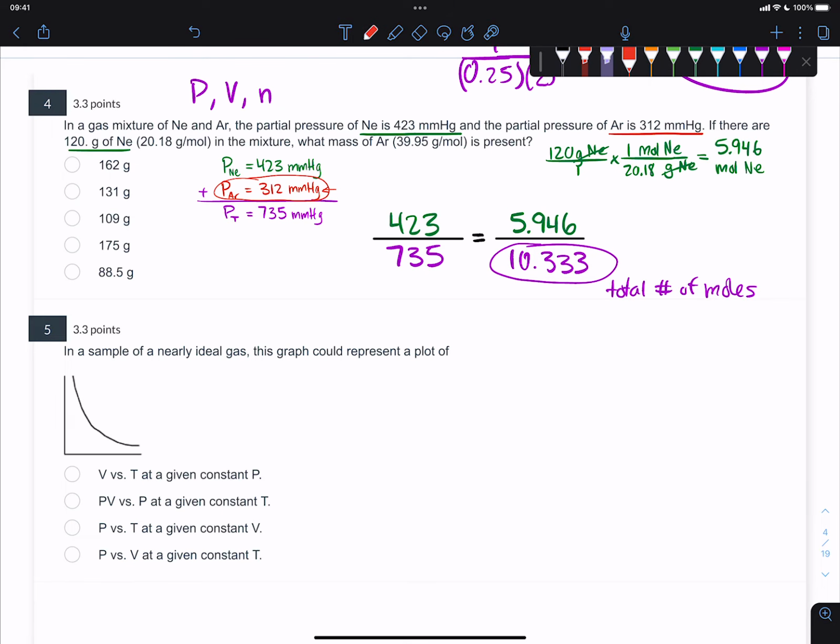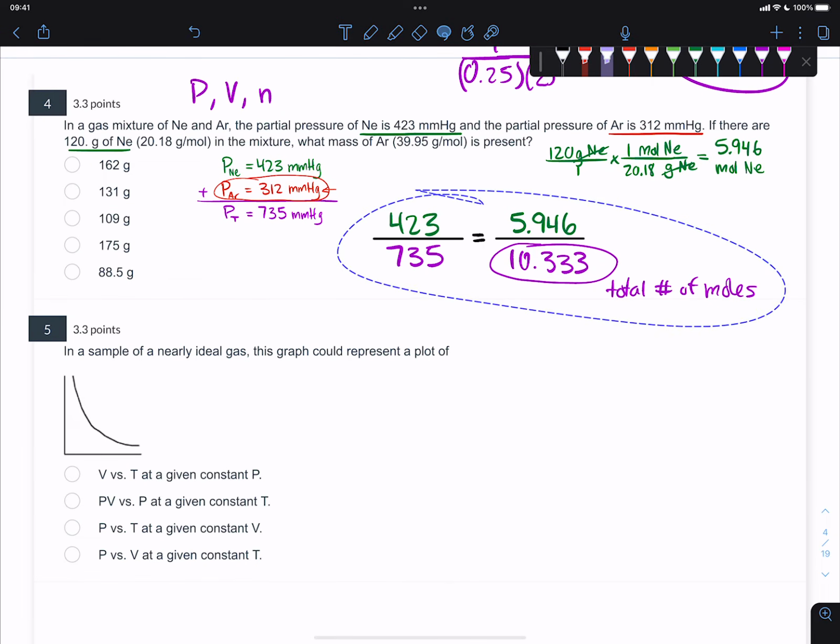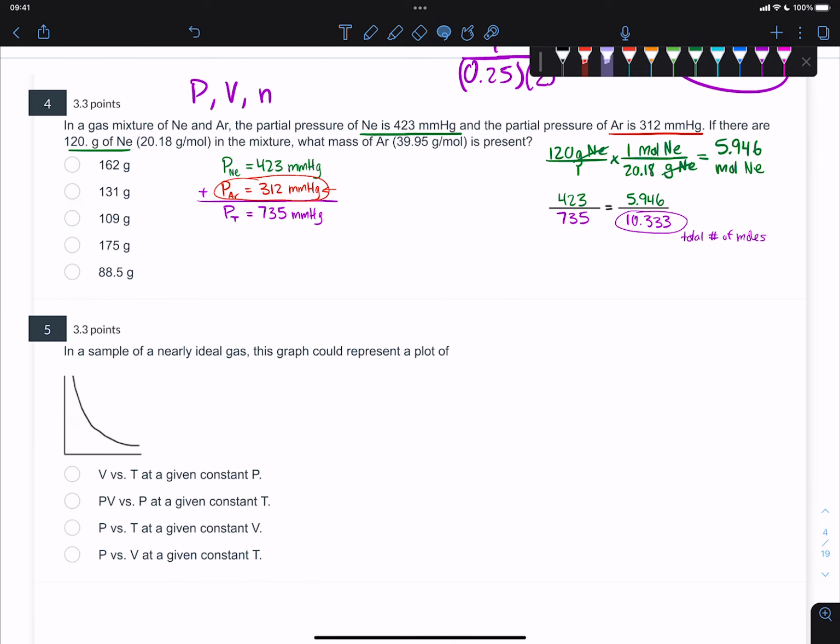So let's do that. I'm going to shrink this down. We don't really need it too much, to give us some space. What we're going to have here is that the total number of moles is going to be equal to the moles of neon plus the moles of argon. And then basic algebra tells you that you just subtract, right? So we're going to have here about 10.333 is equal to 5.946 plus, and that's going to be what we're figuring out, the moles of argon.